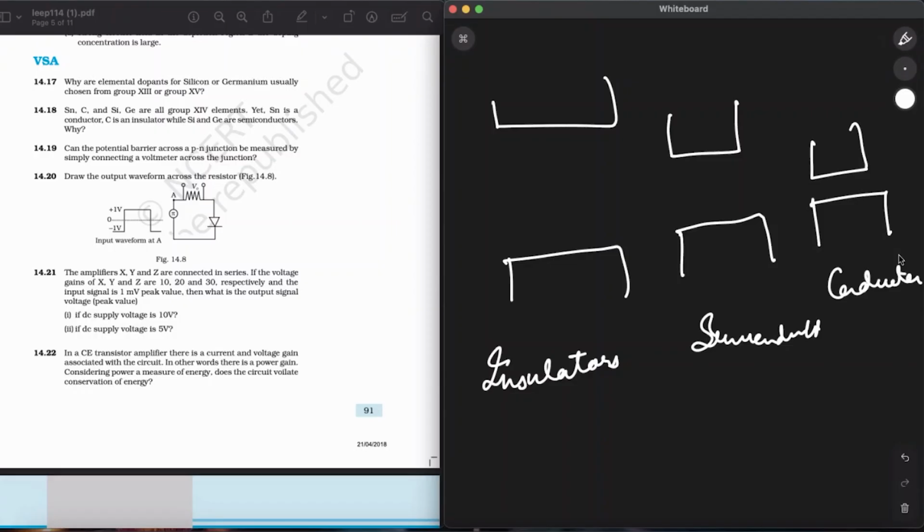So the energy gap for tin is 0 electron volt, and for data's sake, I'm telling you, for carbon it is 5.4 electron volt, and for silicon it is 1.1 electron volt. So when the energy gap between the valence band and the conduction band is extremely large, like 5.4 electron volt for carbon, then it will obviously not conduct electrons. When it is moderate, like 1.1 electron volt, it can act as a semiconductor. And for the conductor, tin, it is 0 electron volt, so it will easily let electrons pass through it.